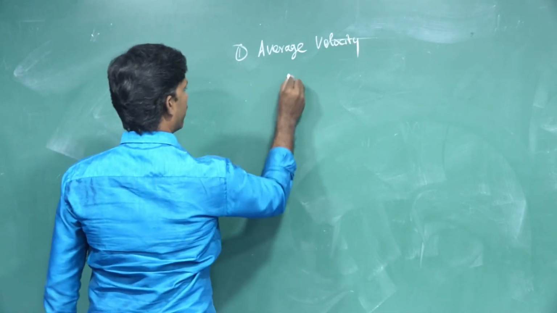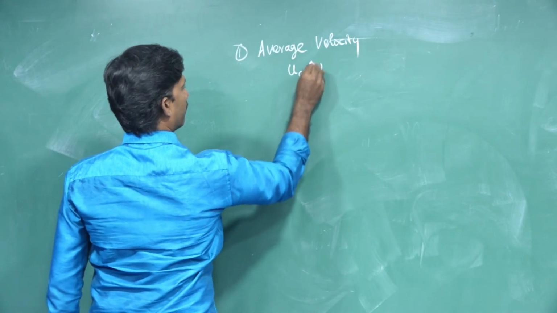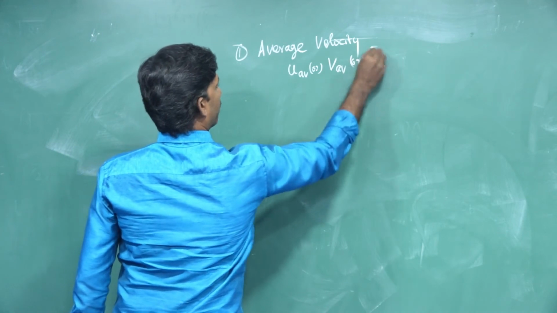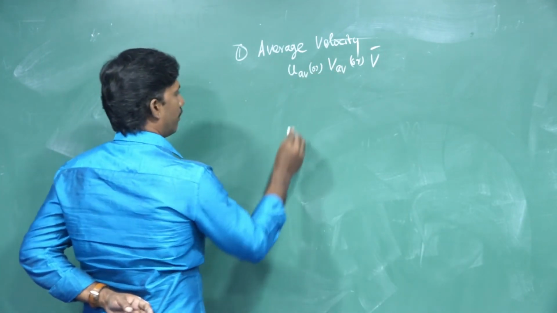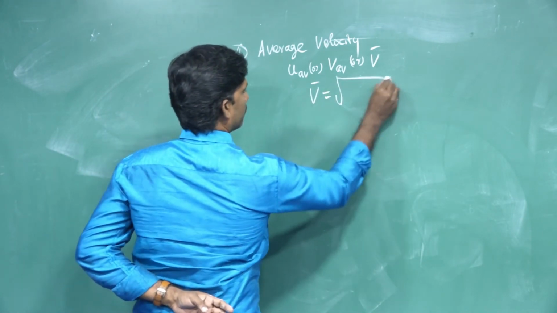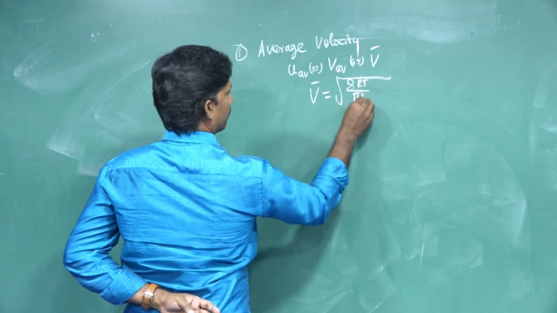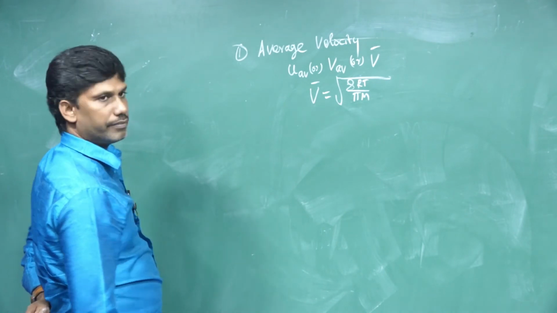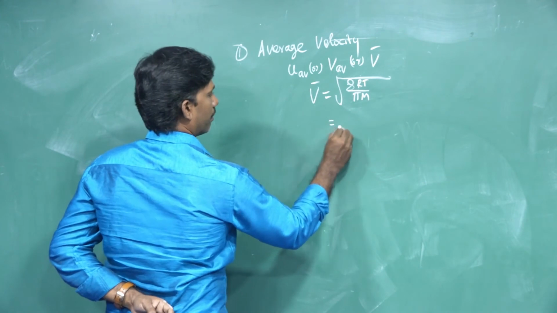Average velocity may be denoted by U_av, V_av, or V bar. That is a notation for average velocity. Average velocity U bar is equal to root of 8RT by pi M. This is the average velocity.